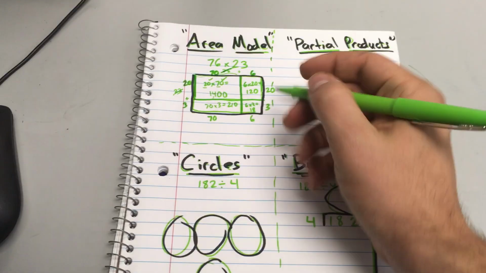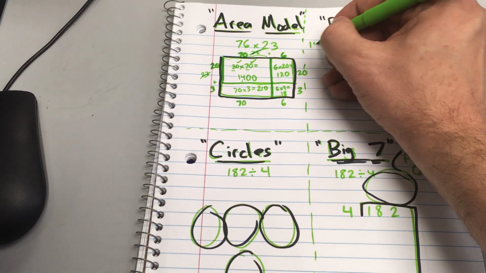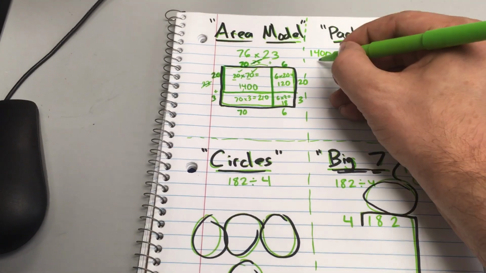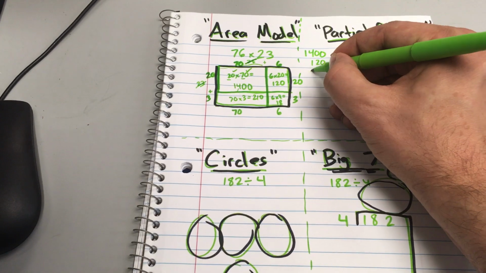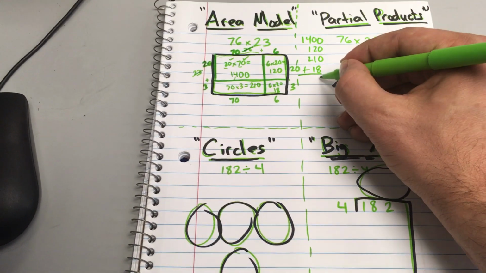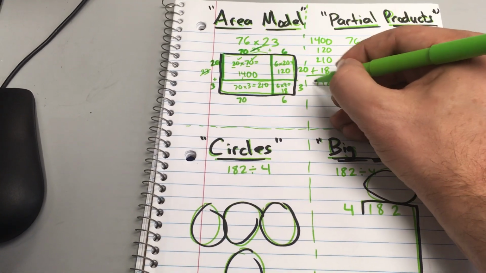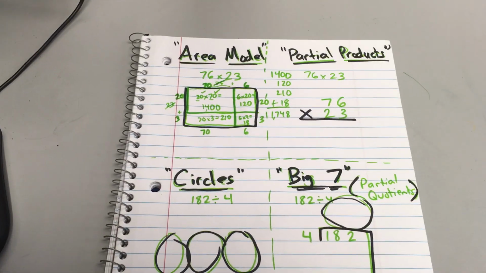Okay, I'm going to add up my 4 partial products. 1,400, 120, 210, and 18. And my sum will be 1,748.